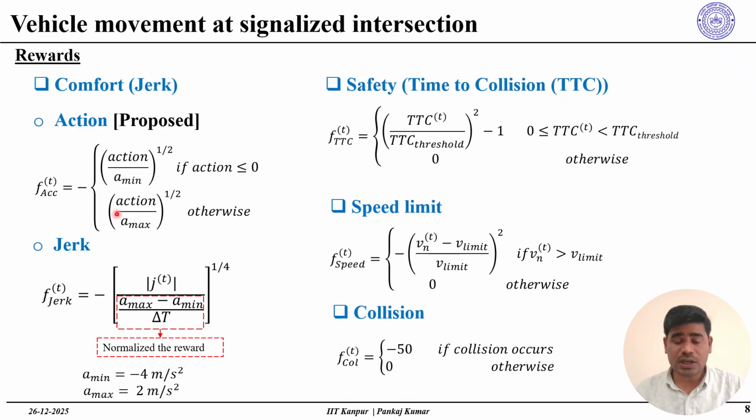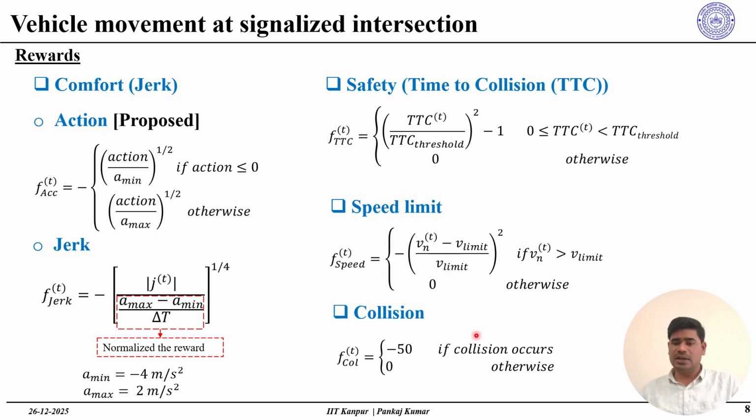Now we move to the fourth reward function, which is related to safety, and the safety parameter that we have defined is based on the time to collision. That means how much time we have left to collide with the leader vehicle, whenever the leader vehicle and the following vehicle are traveling at the same speed. Whenever the TTC value lies between 0 and some threshold, it will get a reward based on these equations. Also the speed limit: when the speed of the ego vehicle is greater than the predefined speed limit, it will get a penalty.